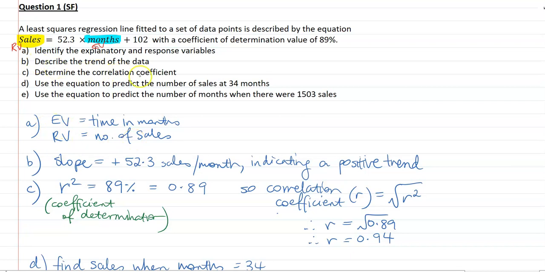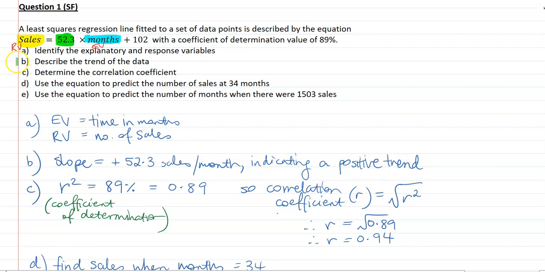Part B, describe the trend of the data. I can do this by referring to my slope. So this is my slope here. It has a value of positive 52.3 sales per month. So that indicates that there's a positive trend since it's going up in value from left to right.